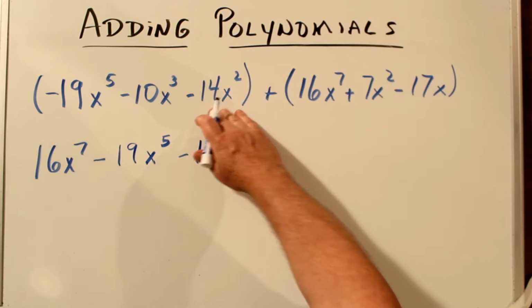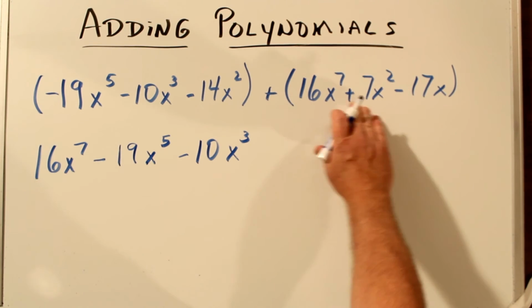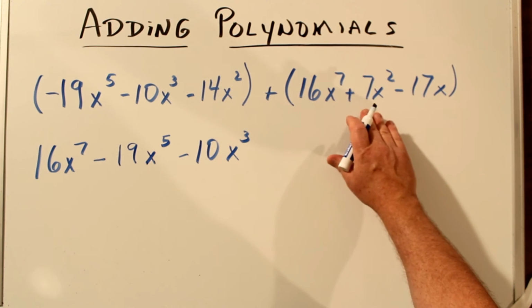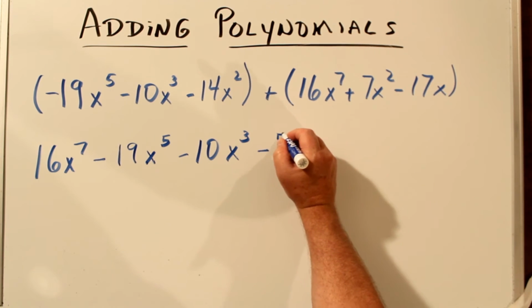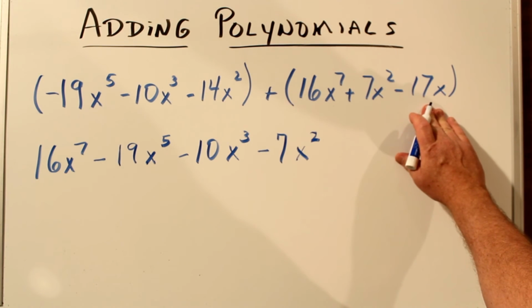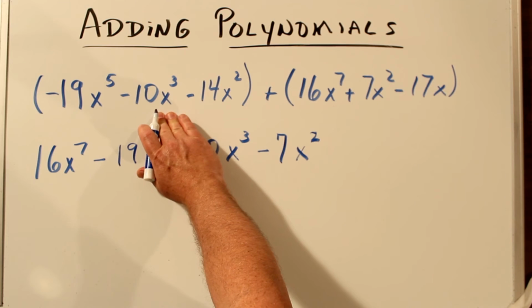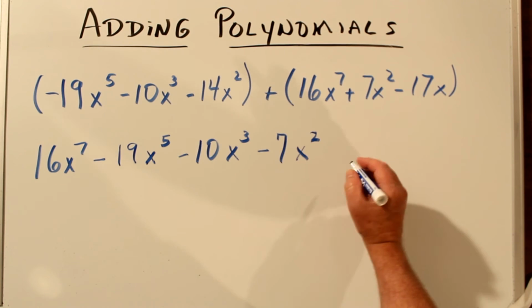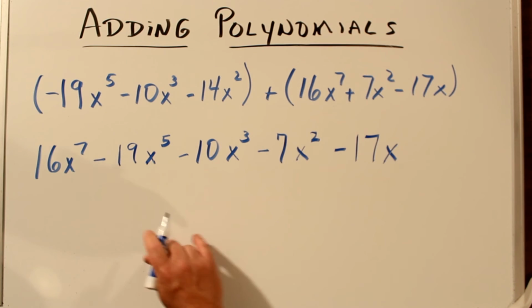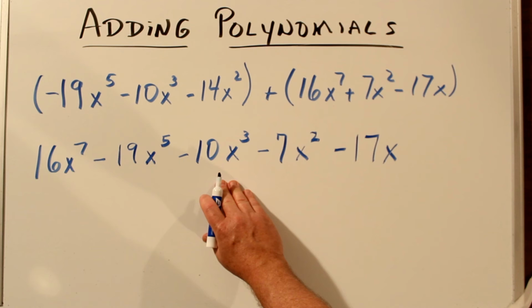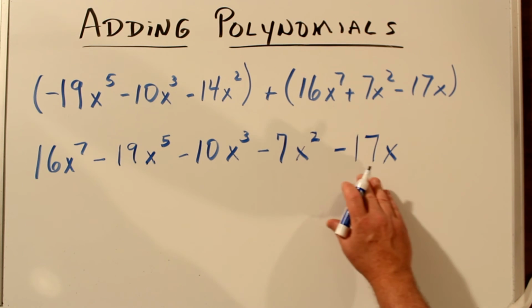Here there's an x squared term, and here there's an x squared term, so we can add these together by adding the coefficients. Minus 14 plus 7 is minus 7. And keep the exponent the same, x squared. Here there's a minus 17x, and over here there's no x term, so it's minus 17x plus 0, or minus 17x. So our answer is 16x to the 7 minus 19x to the 5 minus 10x to the 3 minus 7x squared minus 17x.